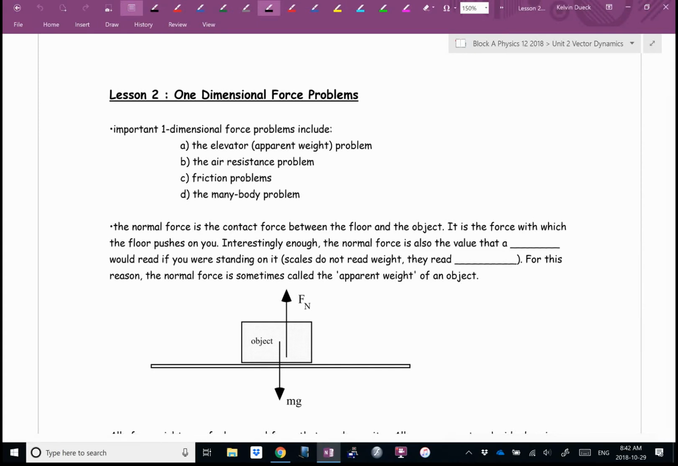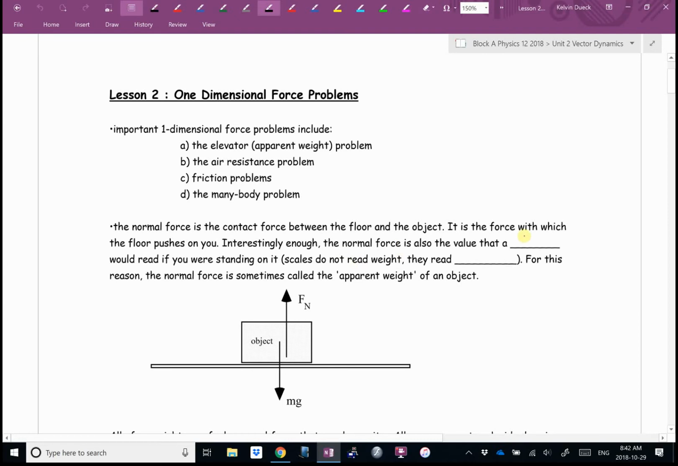Are you sinking into the ground right now like quicksand? Are you flying up like Superman? Then the forces on you right now are balanced, and I know gravity is acting on you. That must mean there's another force the same size as gravity pushing up. That's the normal force. Okay?